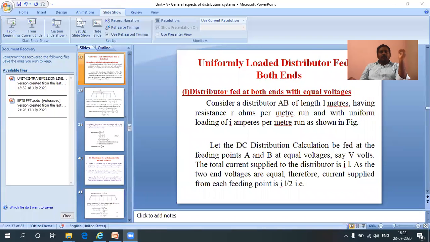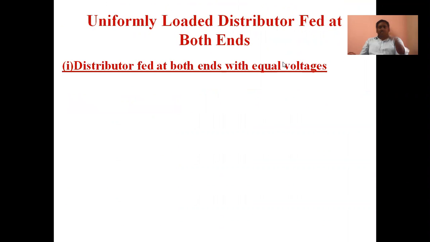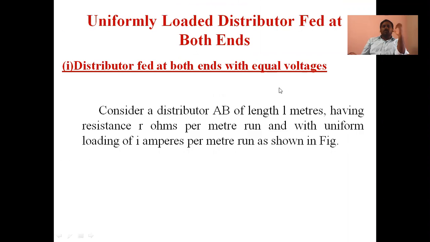So our continuation concept is a uniformly loaded distributor, and the feeder is excited with two ends. The concept is a uniformly loaded distributor fed at both ends. So here two cases are there. When feeder voltage is fed at both ends, first one is equal voltage, another one is unequal voltage.